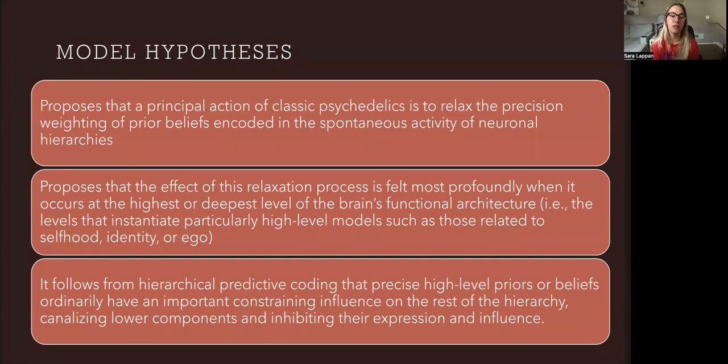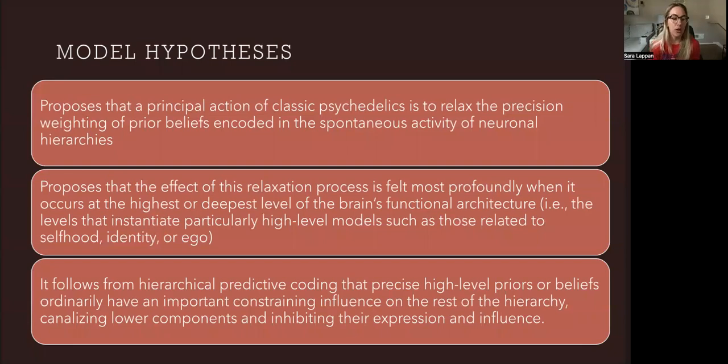Another part is that the effect of this relaxation process is felt most profoundly when it occurs at the highest or deepest level of the brain's functional architecture. So the levels that instantiate particularly high-level models, such as those related to selfhood, identity, or ego. So those parts of the brain that are connected to accessing those parts of us.